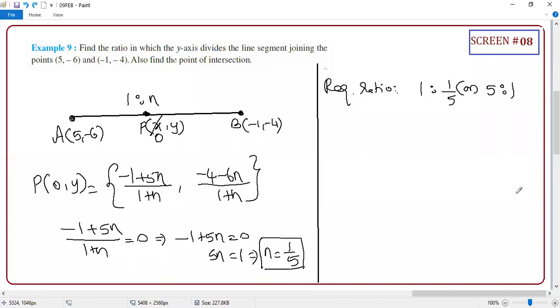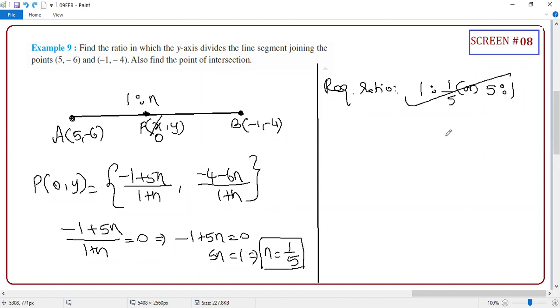You have to read the question further. It also asks to find the point of intersection. Already I know one point: the x coordinate is 0. What is the value of the y coordinate? That's what you need to find. You need to substitute this n here. Are you clear? Don't forget.